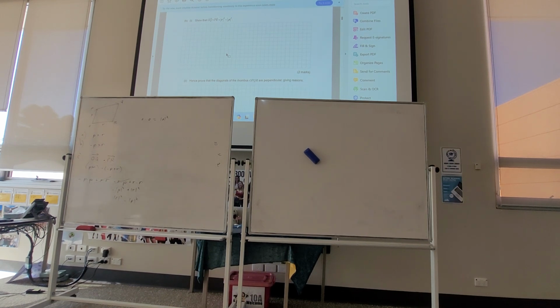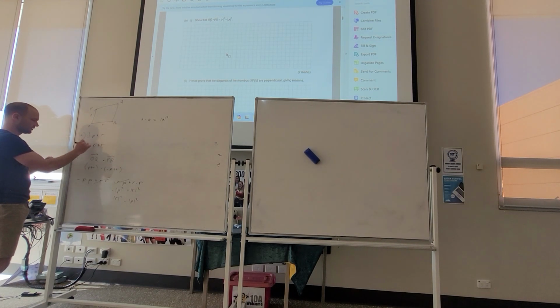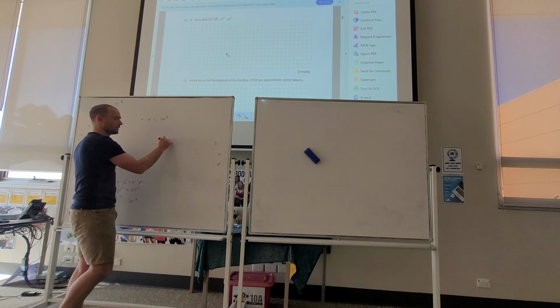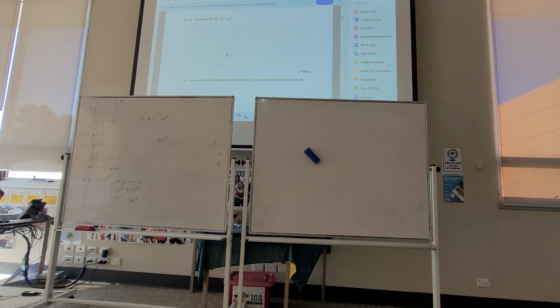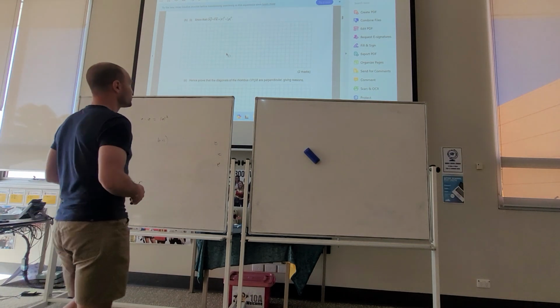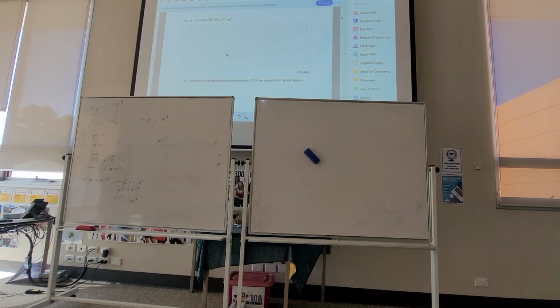All right. So then we have B part 2, so maybe I'll fix this up. This is A part 1, A part 2, this is B part 1, and then we have B part 2. Hence, whenever you see hence, and this goes for methods as well, it means using what you've just done. Prove that the diagonals of the rhombus OPQR are perpendicular, giving reasons.